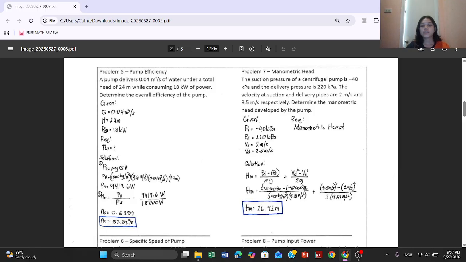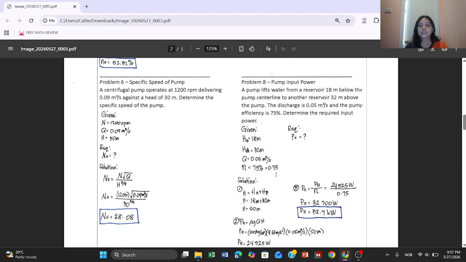So the formula for the manometric head is equal to the delivery pressure minus the suction pressure over density times gravity, plus the velocity at delivery squared minus the squared value of velocity at the suction over 2 times the gravity. We can get a value of manometric head of 26.92 meters.